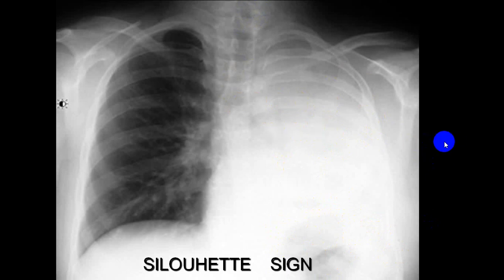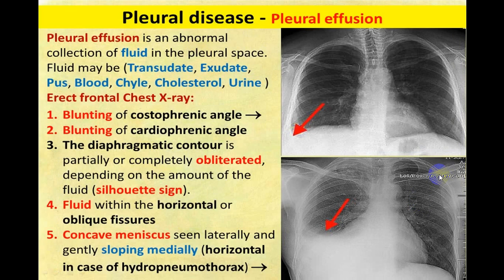So you call that the Silhouette sign. I cannot make out the left border of the heart. I cannot make out the diaphragm. I cannot make out the cardiophrenic angle, costophrenic angle, etc. So try to look for that. Now we will be showing you different angles, and this angle will be obliterated because of pleural effusion.